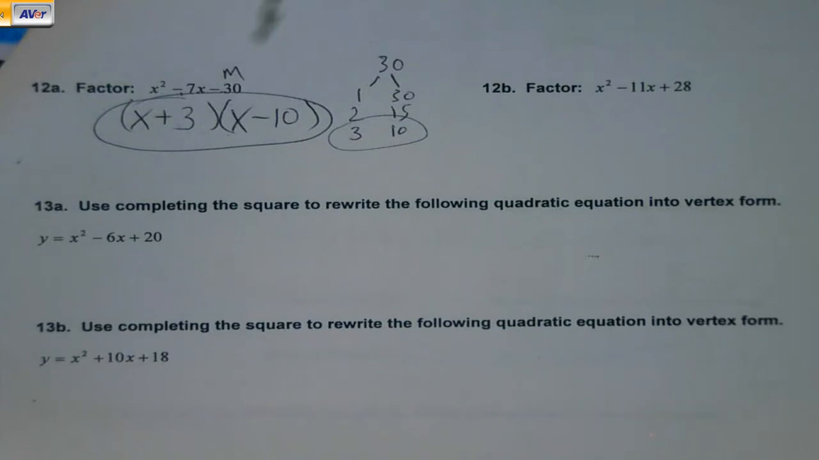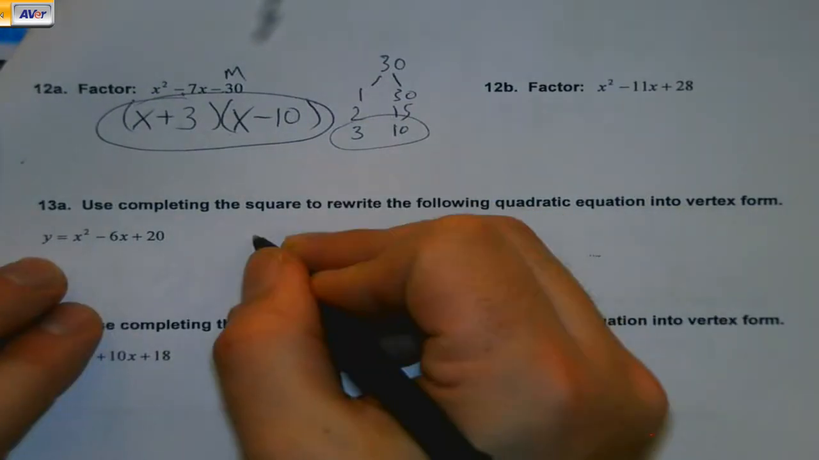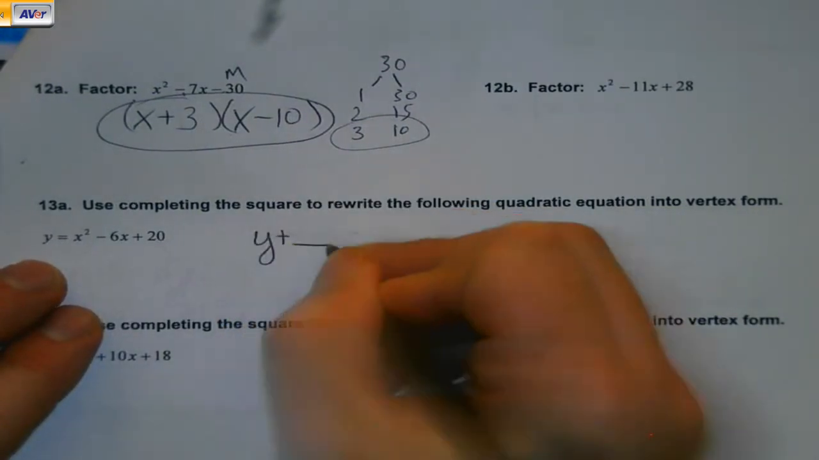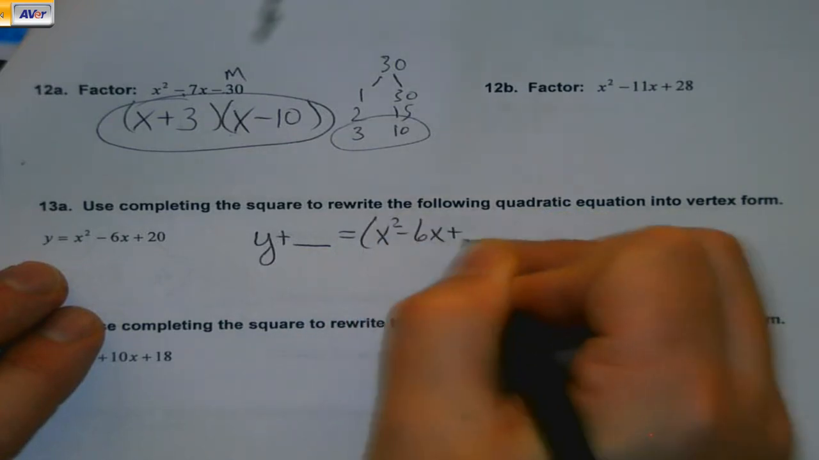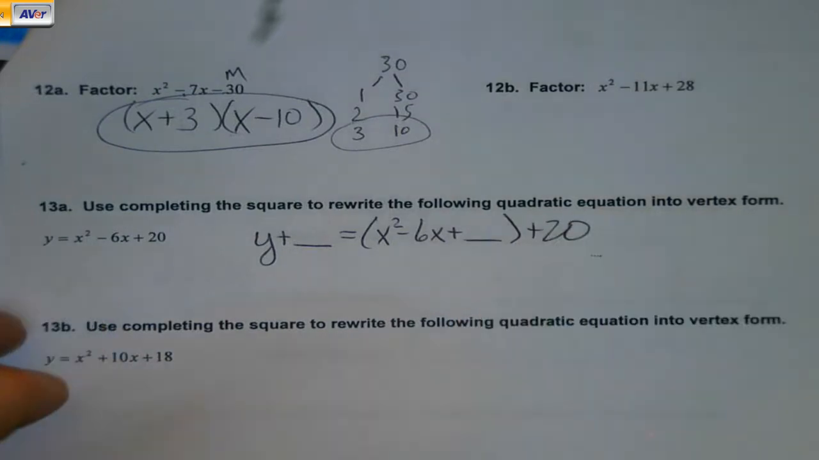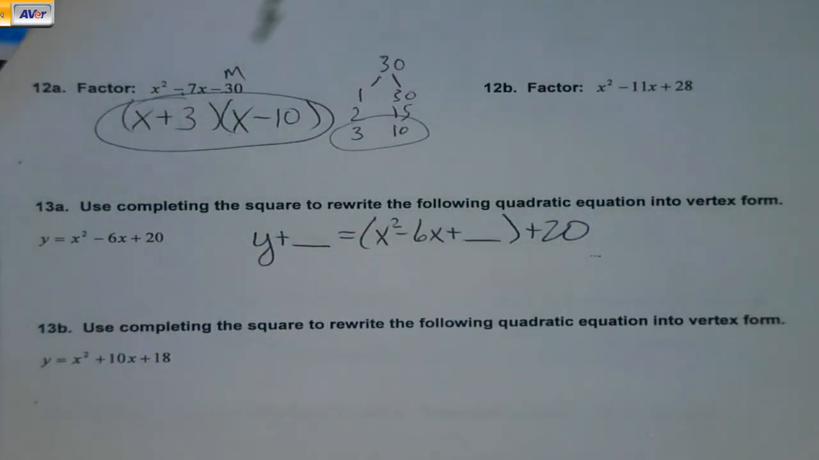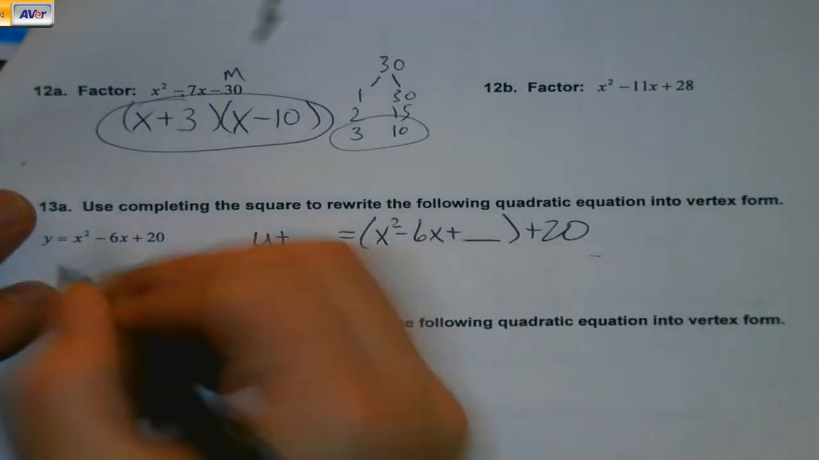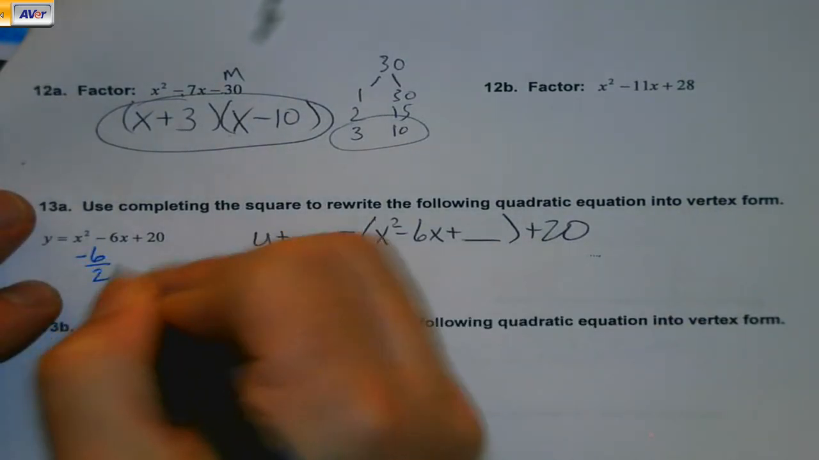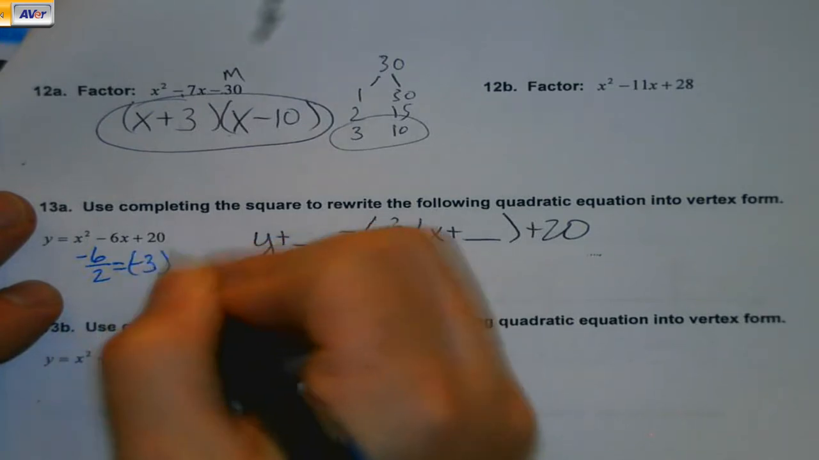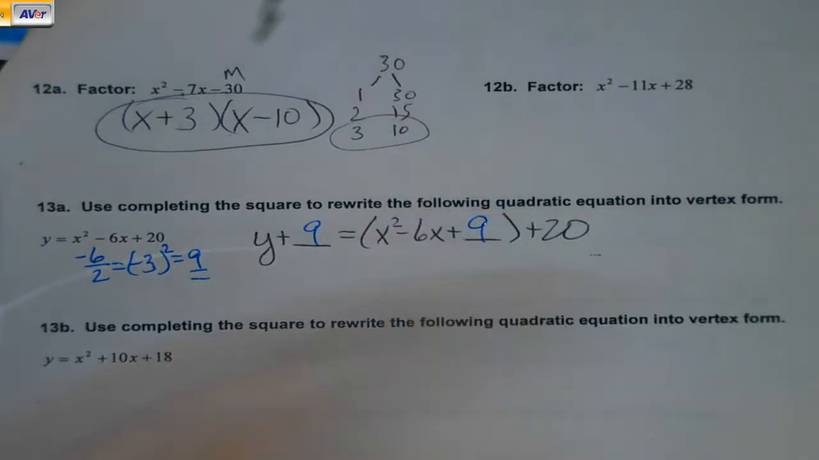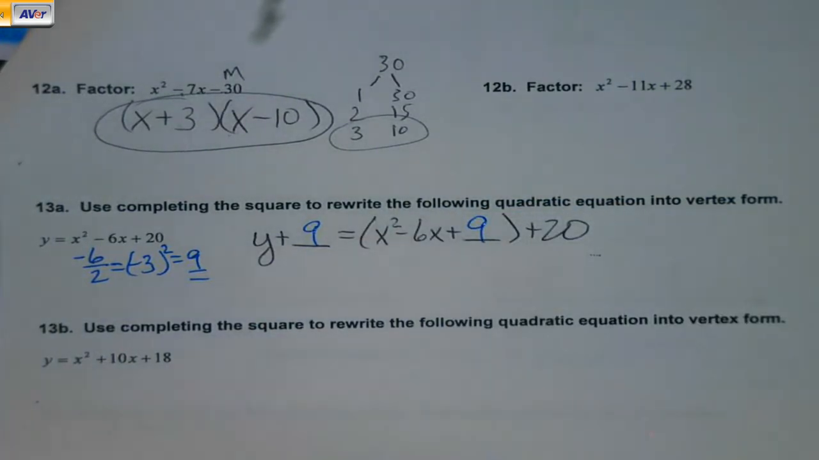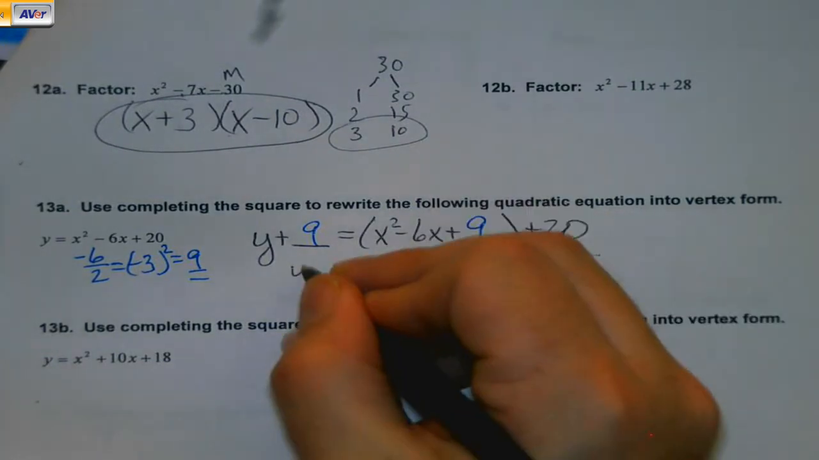Okay, completing the square. Now with these, and this one was chosen because this is probably the easiest one to deal with. I put a blank with my y's. I put a blank with my x's. And the concept is going to be the same as it always has been. I take my b, divide it by 2, and I square it. And that's what's going to go in my blank.